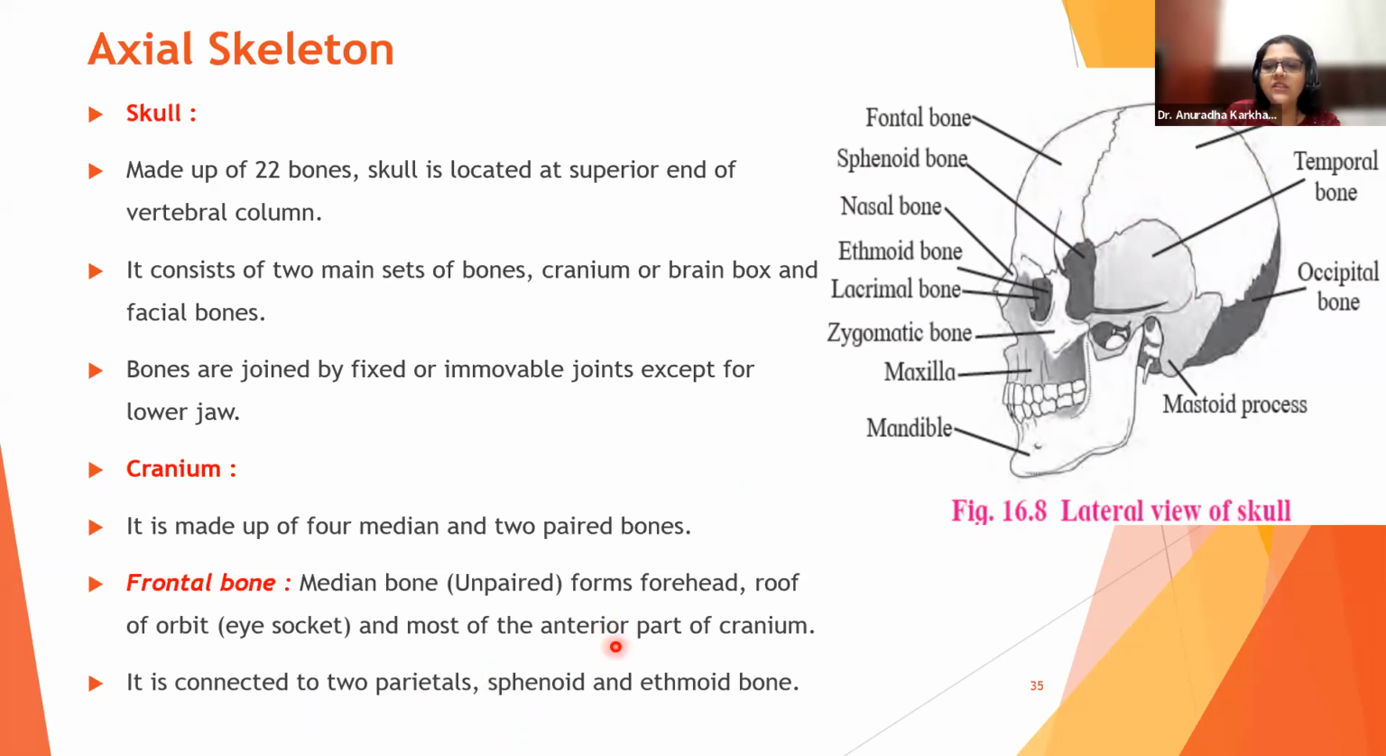Then it has got one sphenoid bone. You can see over here. This is the sphenoid bone. And ethmoid bone. You can see the ethmoid bone also very clearly. Look, the ethmoid bone. Frontal, parietal, sphenoid, ethmoid. Remember these names. Very important names.